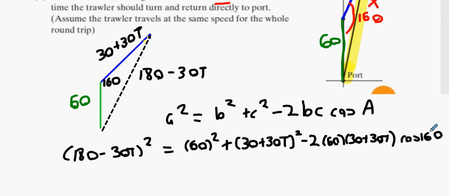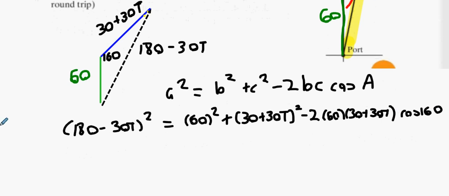Alright. We're going to have to square this out. Ready? What's 180 squared? 180 squared. 32,400. Yep. What's 180 multiplied by 30?